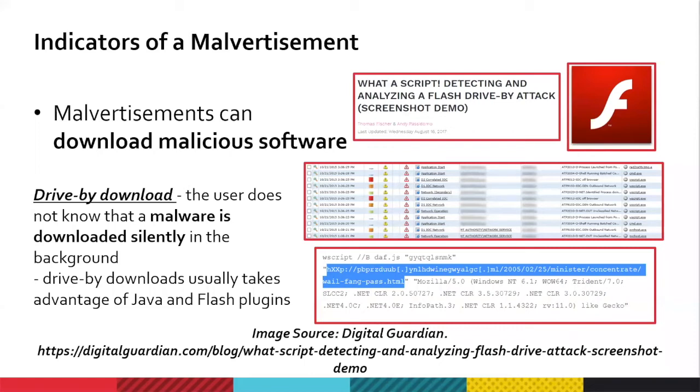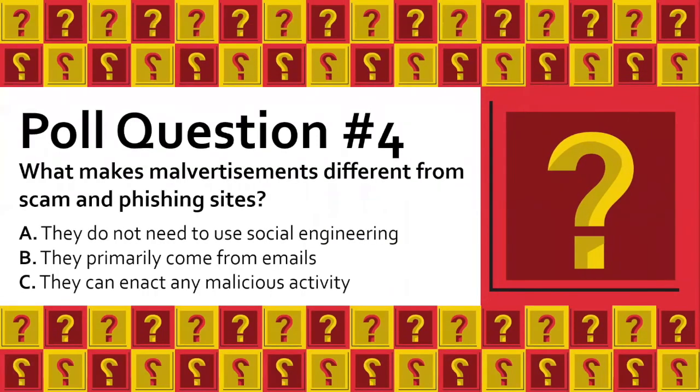So let's move to our next question. What makes malvertisements different from scam and phishing sites? Social engineering, emails, or malicious activity? Now, can we bring up the polls? There we go. Bob, what do you think is the answer for this question? It's for me, it's to enact malicious activity. Okay, let's wait for the results and see if your answer is correct.